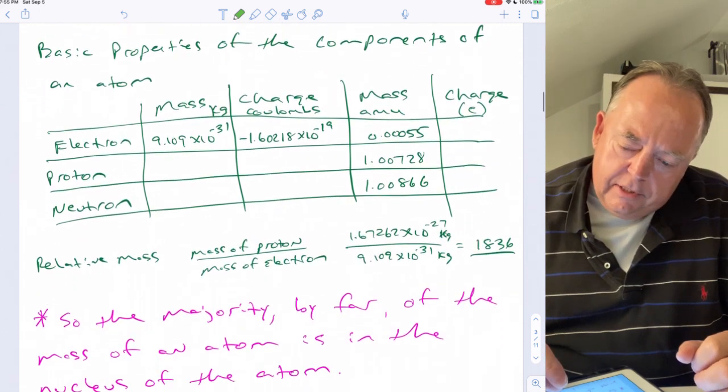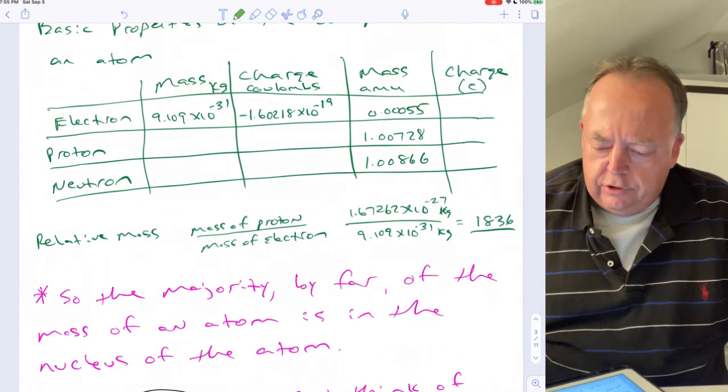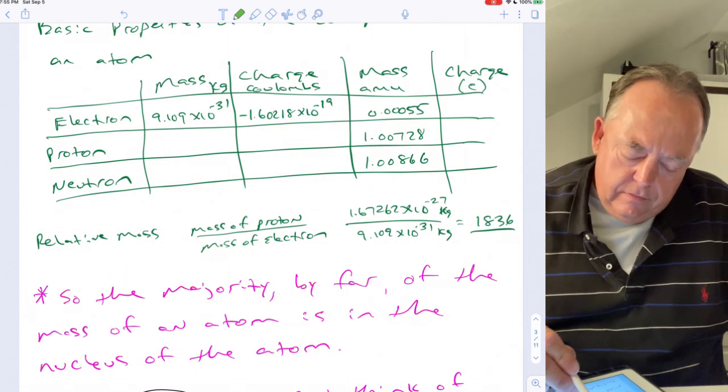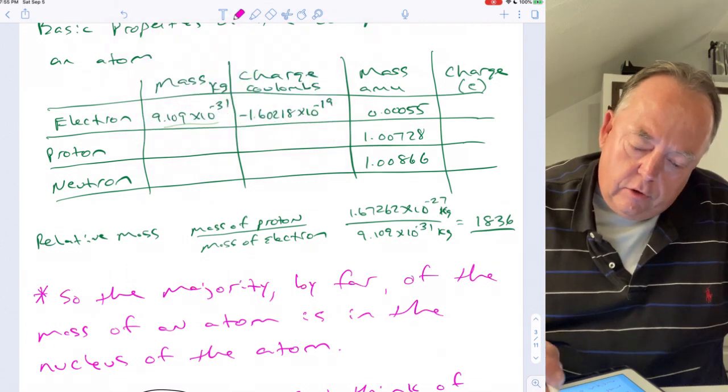Okay, so the basic properties of the components of an atom. If we look at their mass and their charge, the electron, of course, is extremely small. The electron has a mass of 9.109 times 10 to the minus 31 kilograms.